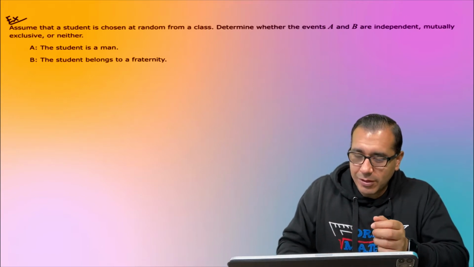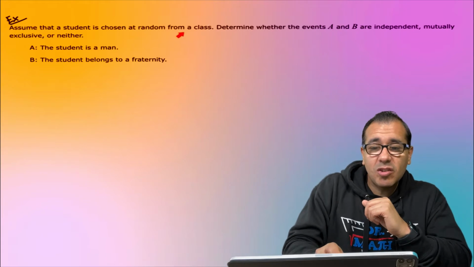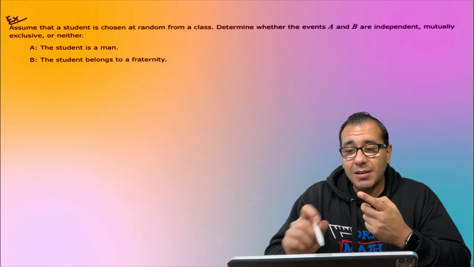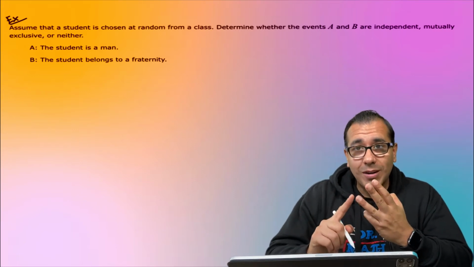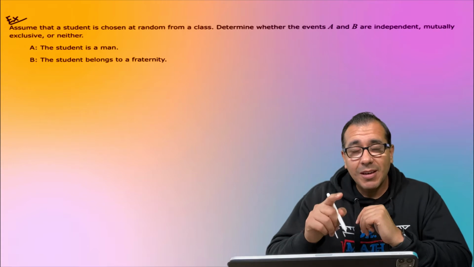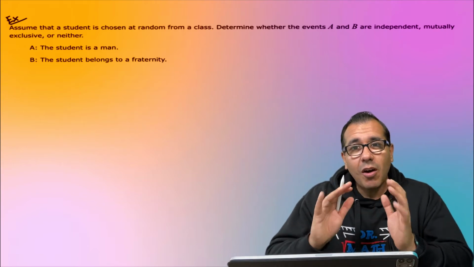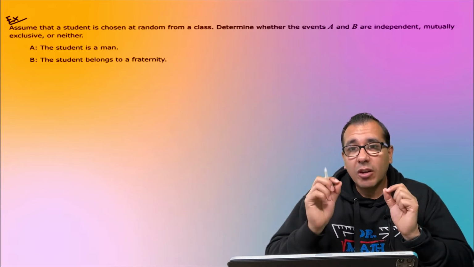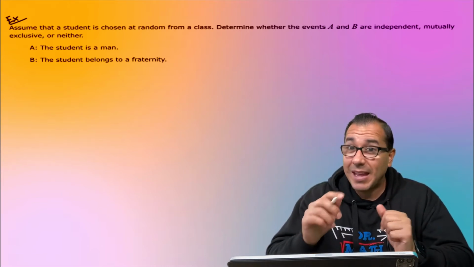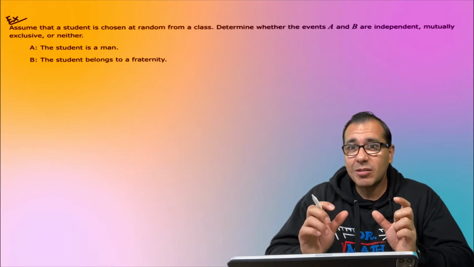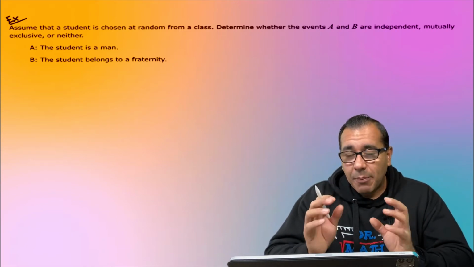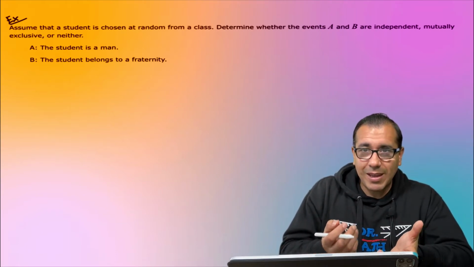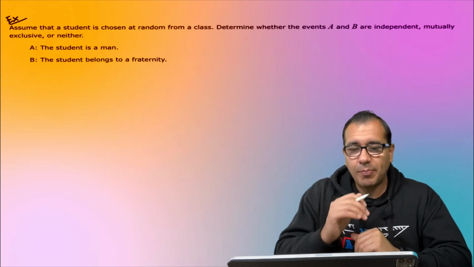So assume, for this first question, that a student is chosen at random from a class. Determine whether the events A and B are independent, mutually exclusive, or neither. And if you haven't watched our video about mutually exclusive, all that means is that mutually exclusive events can never occur at the same time. That's different than independence. So if I flip a coin, it can't be heads and tails. It has to be one or the other. Can't be both.